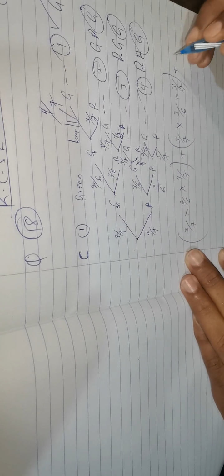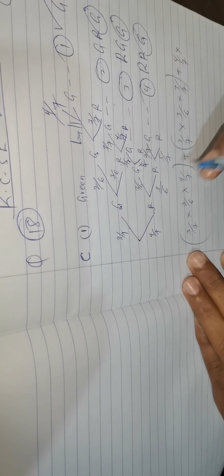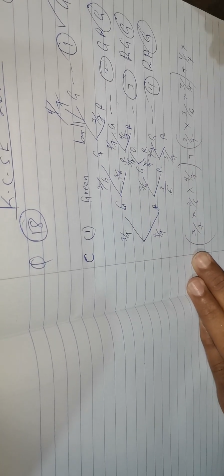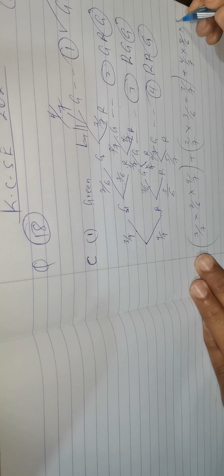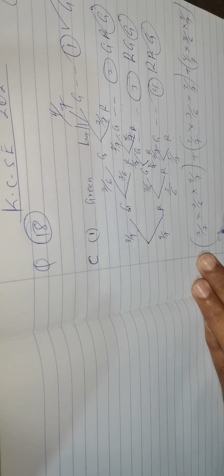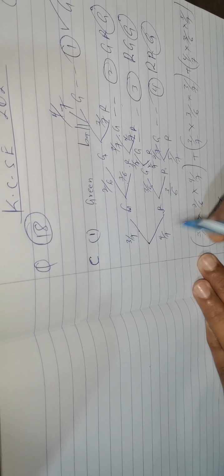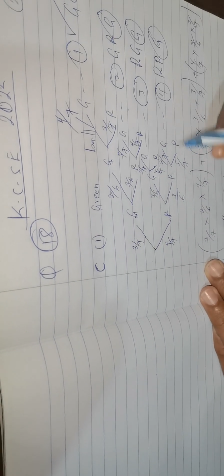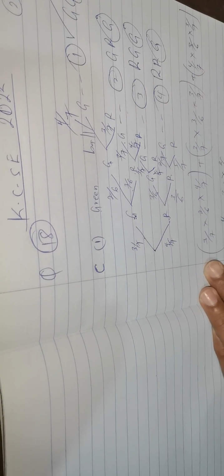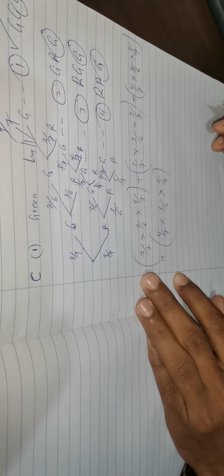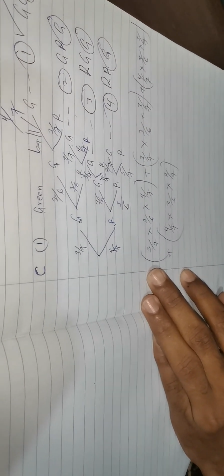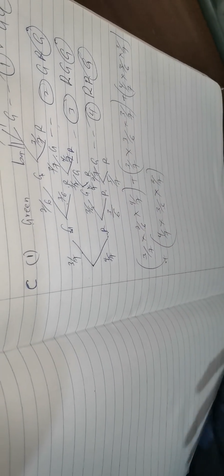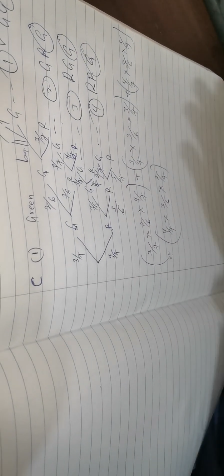We have 4/7 multiplied by 3/6 multiplied by 3/7. There is also another scenario: plus 4/7, the last one, which is 4/7 multiplied by 3/6 multiplied by 2/7. That is the probability of picking a green ball from bag Q after the two balls which were picked from bag P were added into bag Q.